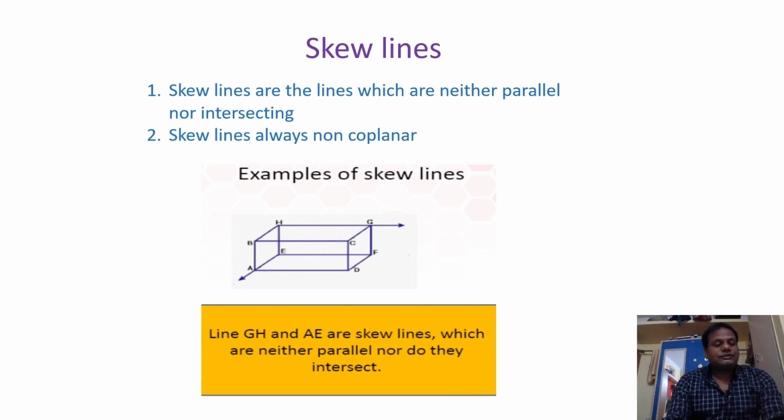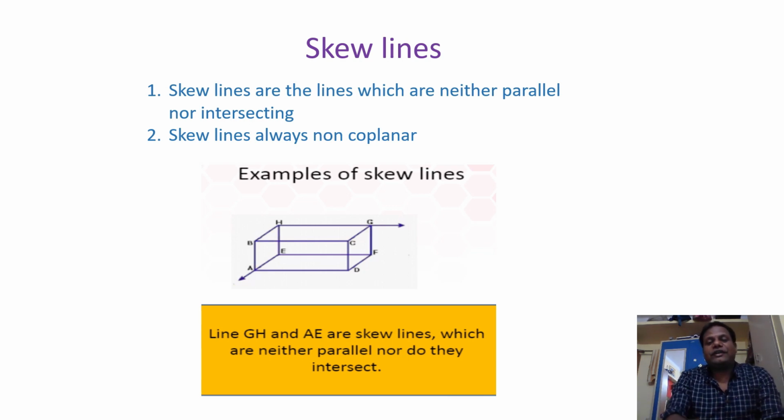Suppose the lines are like this. This finger is one line and this finger is the other line. See here, are they parallel? No, these two fingers are not parallel. Are they intersecting? No, these two are not intersecting. Even if you extend them, they don't intersect each other. So such lines are called skew lines.